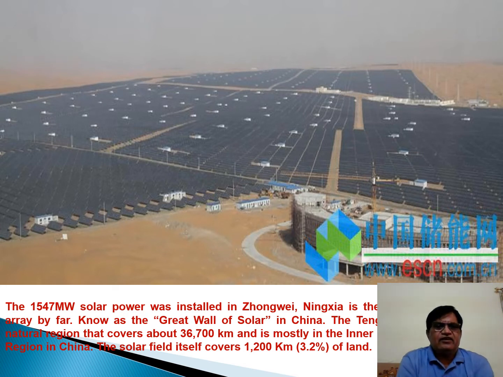This is again an aerial view of a 1547 megawatt solar power station. This solar power station is situated in China, and it covers 1200 kilometer, that is 3.2% of the land in China, where the power is supplied by this power station.